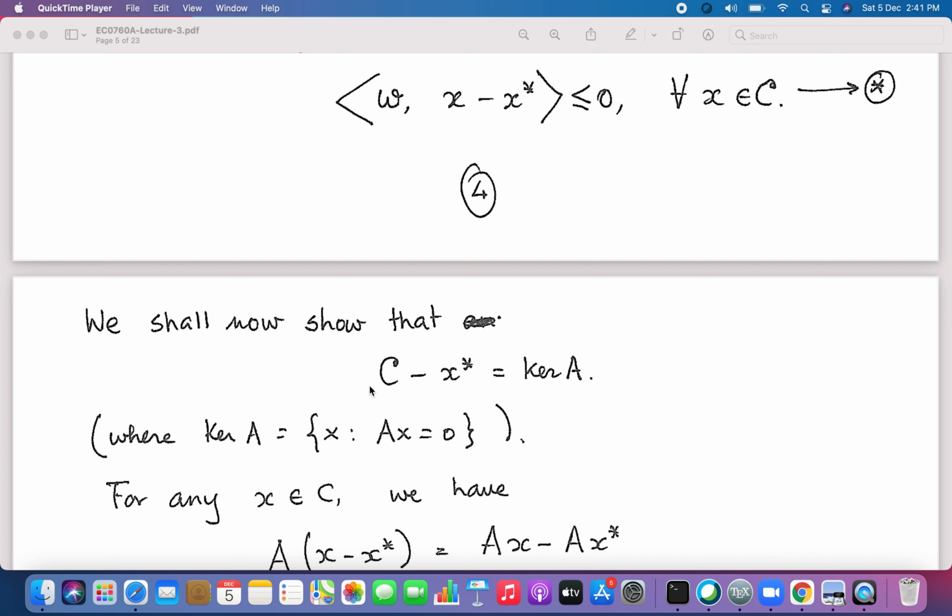If x star is an element of C, now C minus x star will contain 0. In place of x star, 0 will come. So, in the sense where x star was there in the original set C, 0 will come in C minus x star. That is what it means. Now we will show that C minus x star is exactly equal to the kernel of A, where the kernel of A is the set of all x such that Ax equal to 0.